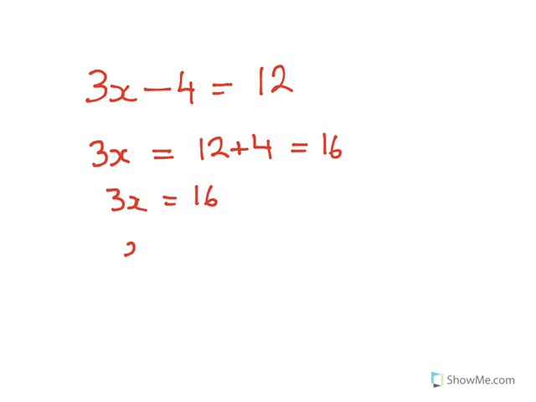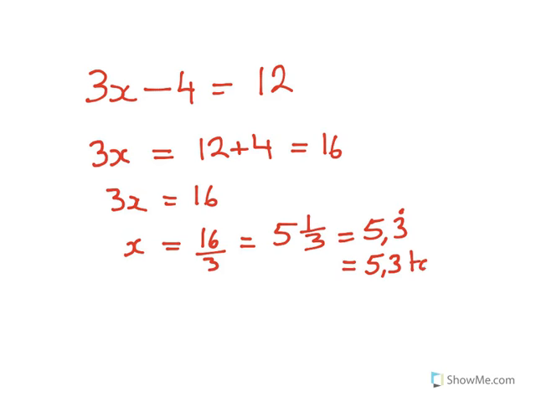What does 1 lot of x equal? Well, x equals 16 divided by 3, which is the same as 3's into 16 go 5 times, and 1 left over. 5 and a third, which is the same as 5.3 recurring, which is the same as 5.3 to 1 decimal place with our approximately equal sign.